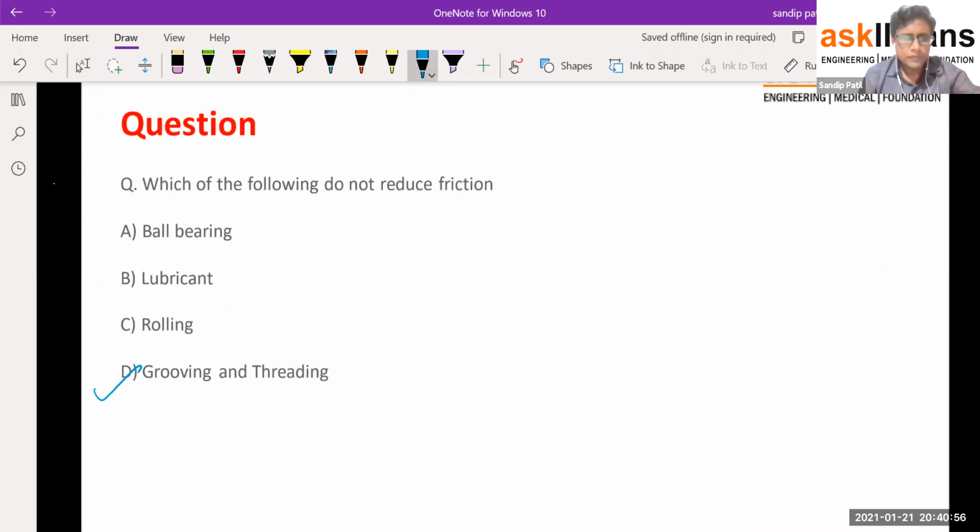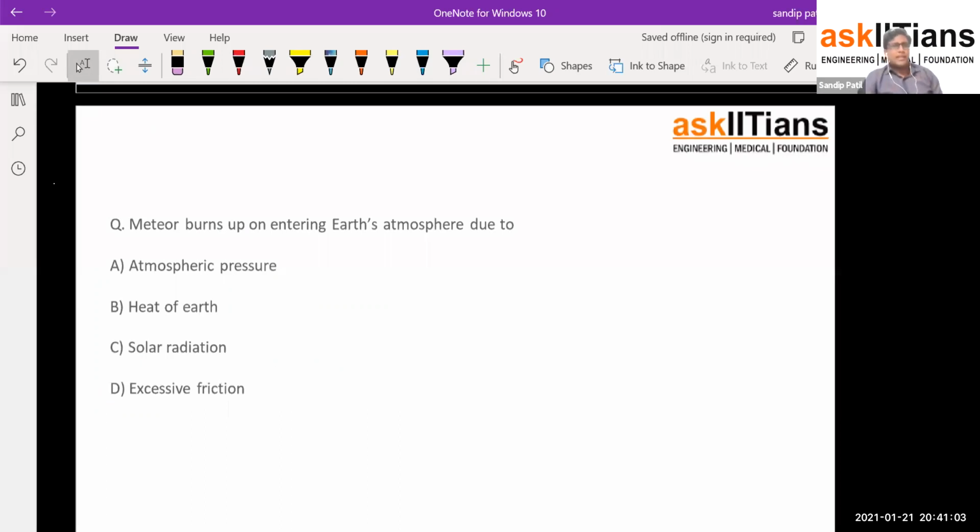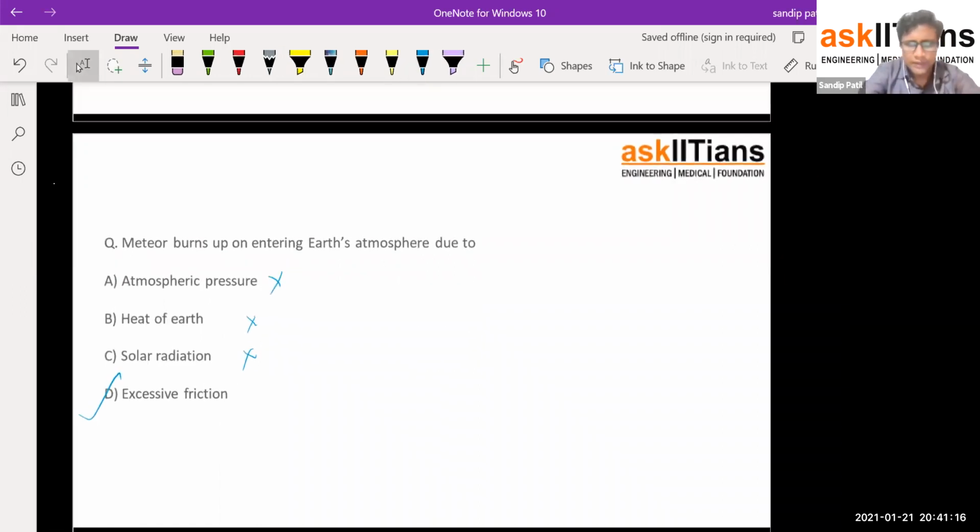And meteors, we talked about this one too. Meteors burn on entering the Earth's atmosphere due to what? Obviously friction, right? So not atmospheric pressure, it is wrong. Solar radiation, it is not related to solar radiation. Excessive friction, we can say. So these are some questions.